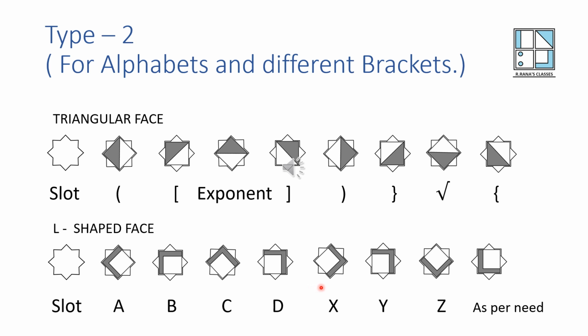After that, the next position is X. You can see this X is half of X only. Then Y, Z, and this last shape, you can say this L-shaped face, is not assigned any particular alphabet. Sometimes we require factorial, sometimes we require pi, sometimes we require theta. So you can assume it to be anything, just mention it and then use it.